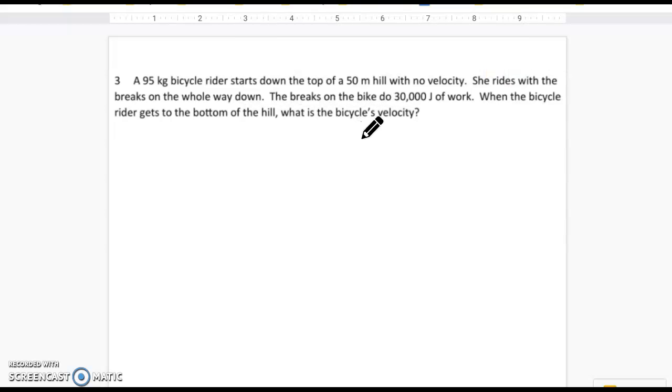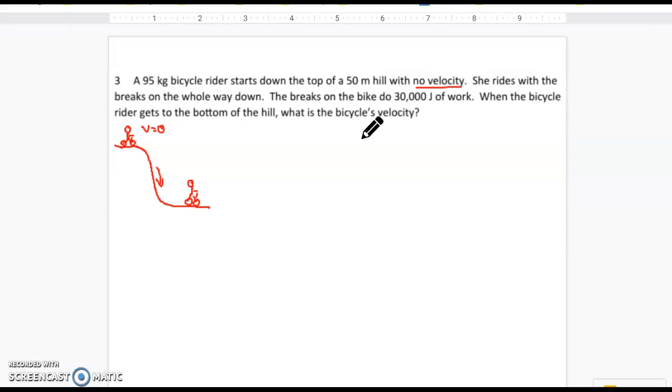So again, when I set this up, I'm trying to visualize what's going on. So you got this bicycle rider. She's going to start going down a hill. That's a steep hill. And this is a poor rendition of a bicycle, but she's on a bicycle. And she has no velocity. So I'm just going to write that up here. So not doing anything. But then she's going to go down the hill. She's going to end up down here in another poor rendition of a bicycle.